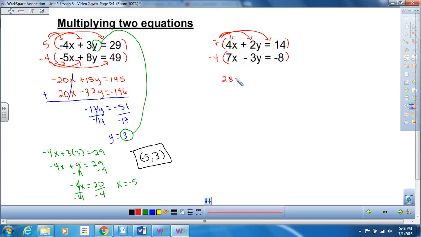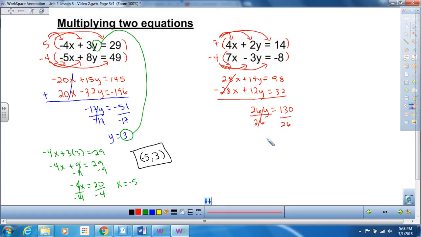So 28x plus 14y equals 98. And then I get negative 28x plus 12y equals 32. Okay, so my x's eliminate. 14y plus 12y is 26y. 98 plus 32 is 130. Divide both sides by 26. And you get 5.